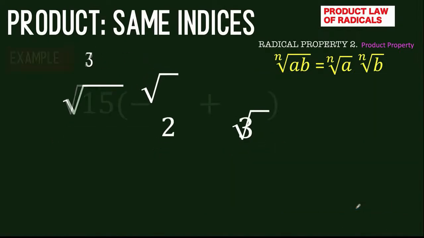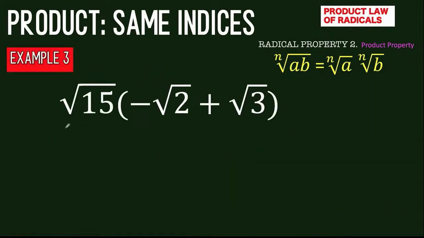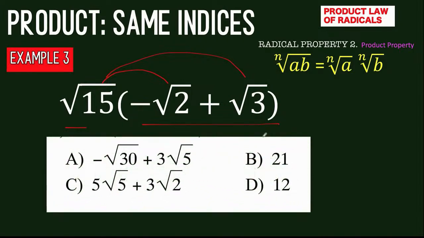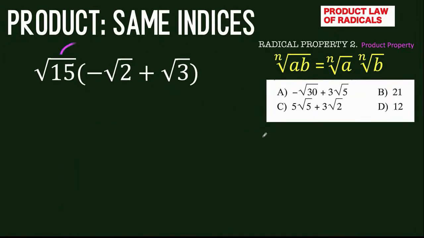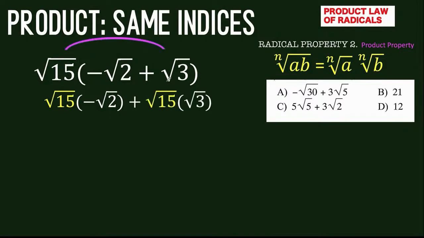Let's go to example number 3. This time we have a monomial times a binomial. So what we are going to do is distribute the monomial factor to each of the terms of the binomial factor. So let's carry that out. These are the different options. So applying now the distributive property of multiplication over addition, square root of 15 times negative square root of 2 plus the same square root of 15 multiplied to square root of 3.